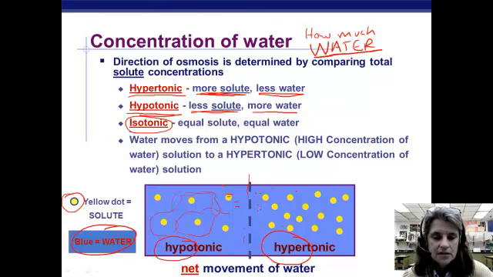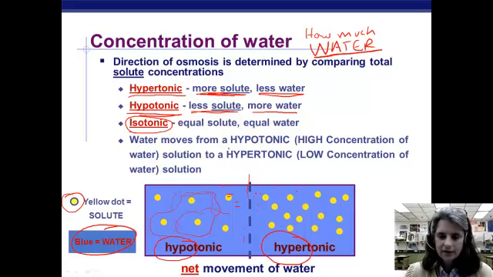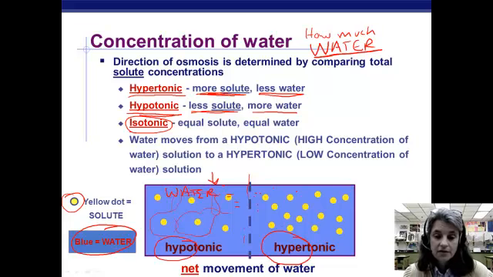Okay, so if we look at this picture down here, the greater amount of water is on the hypotonic side. There is more pure water over here than there is on the hypertonic side. There is less pure water. The solute is in between all these water molecules, and so there's less pure water.